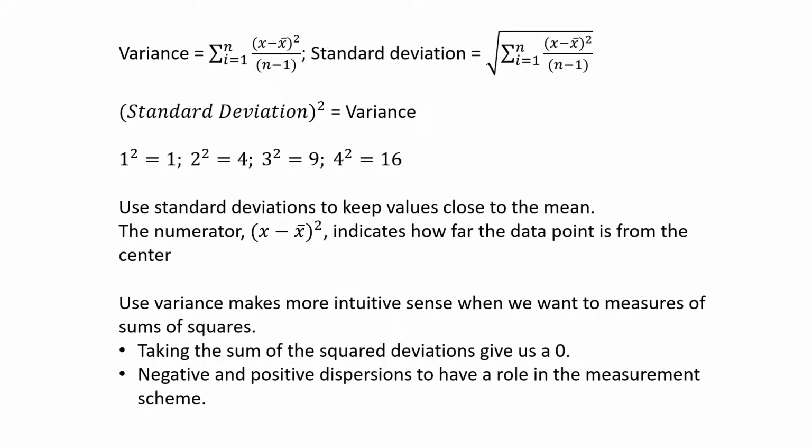At other times, the variance makes more intuitive sense than the standard deviation. This is because taking the sum of deviations gives us a 0. So, we will use the variance when we want to measure the sum of squares. We square the standard deviation so that it becomes the variance because we want the negative and positive dispersions to have a role in the measurement scheme.